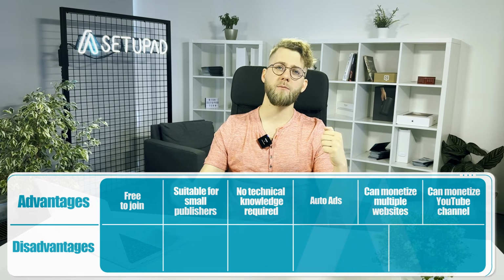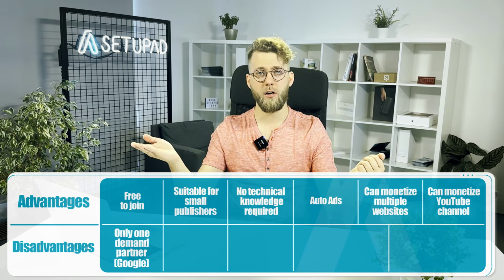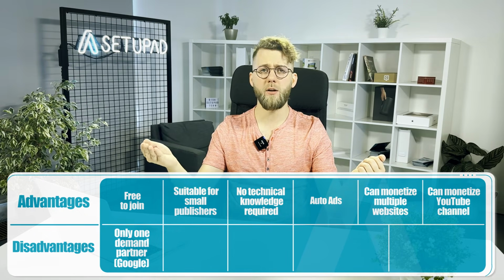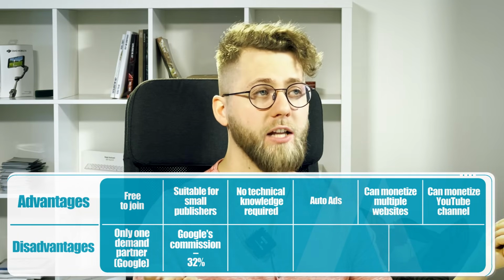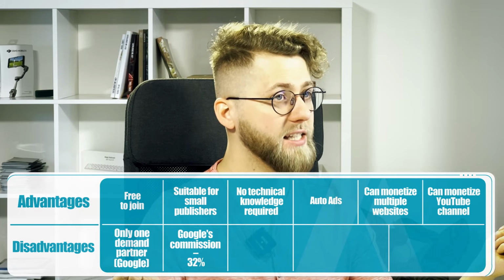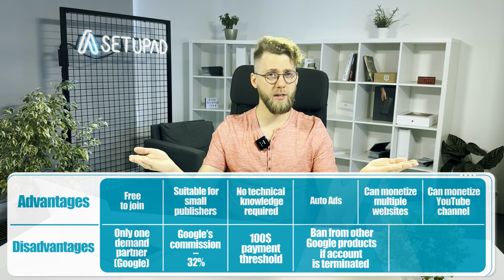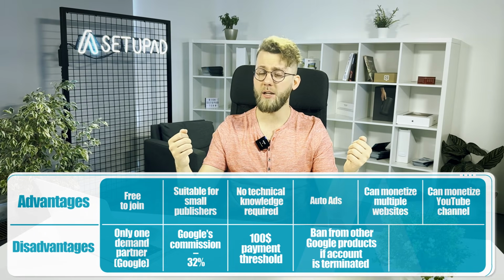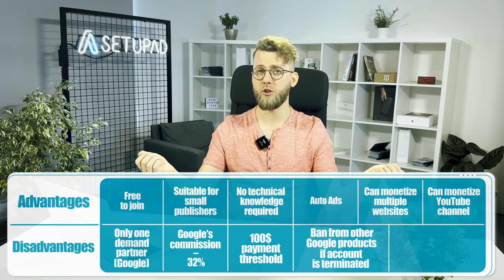On the other hand, here are also 5 disadvantages of Google AdSense. Only one demand partner, Google, cannot sell ad impressions for the highest price like with header bidding. Google takes 32% commission of the total ad revenue. If you don't meet the AdSense payment threshold, you won't get paid until overall earnings meet the threshold. If your account is terminated, you won't be able to use AdSense again, and in some cases, monetize content with other Google products like Google Ad Manager.